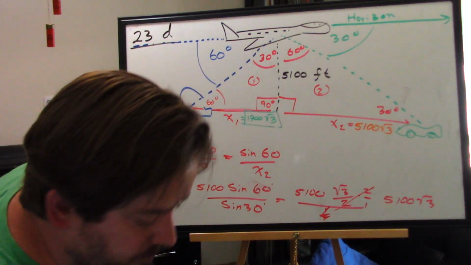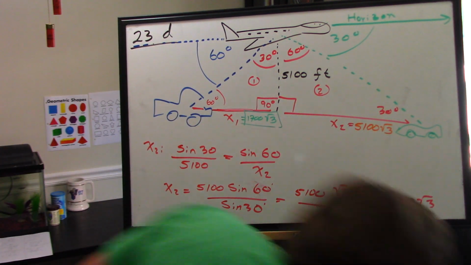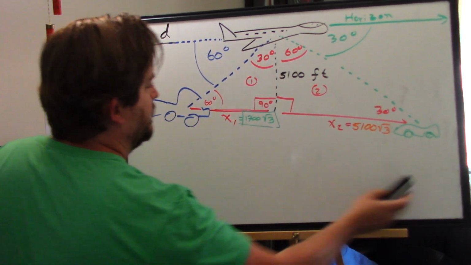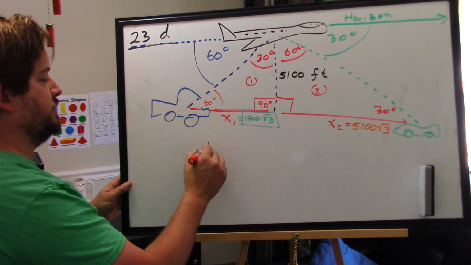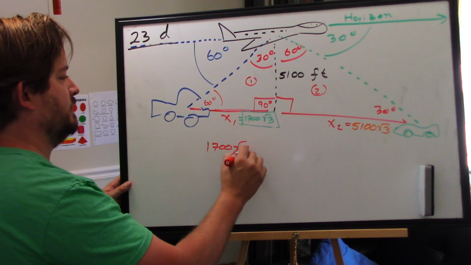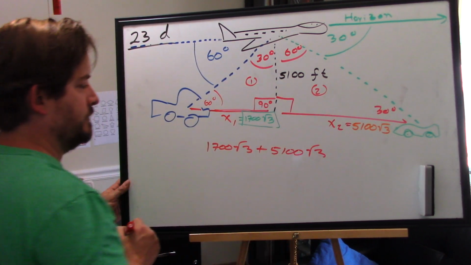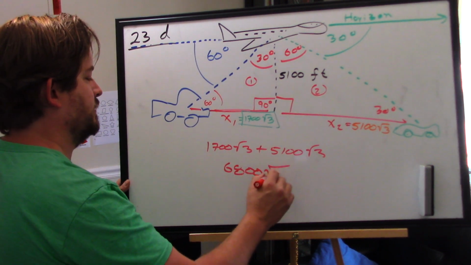Okay. And so x1 plus x2 is 1700 root 3 plus 5100 root 3, right, which is 6800 root 3.